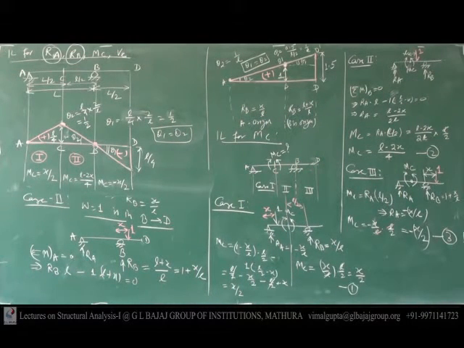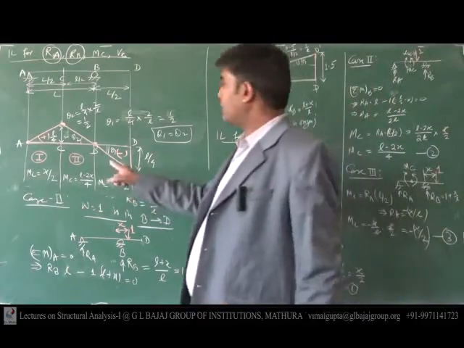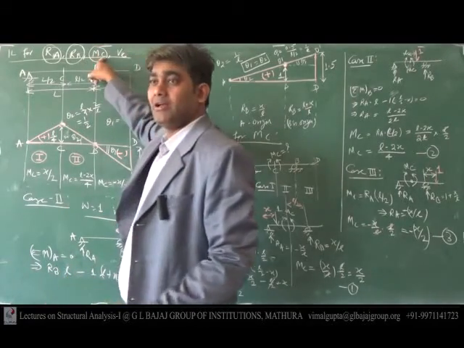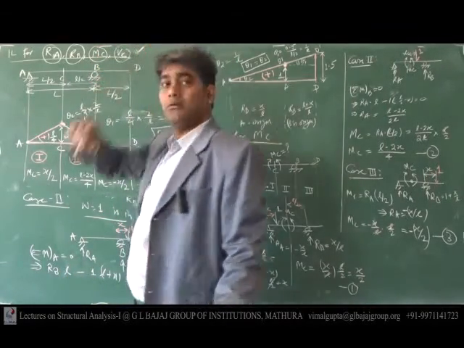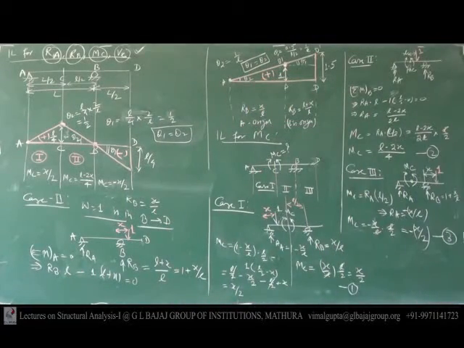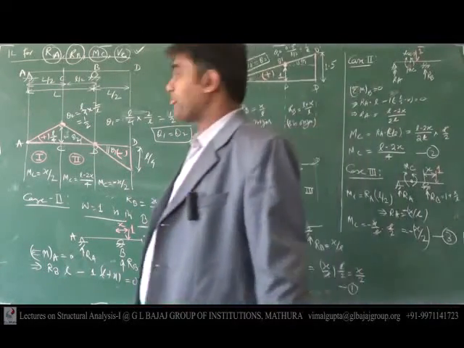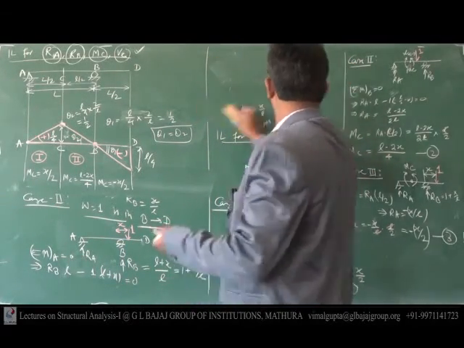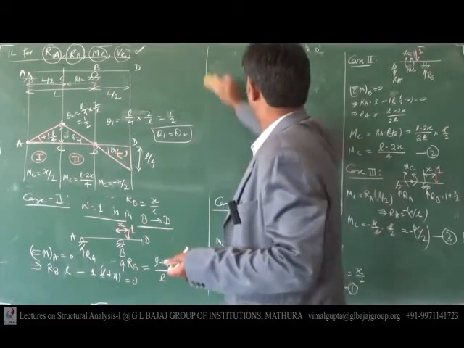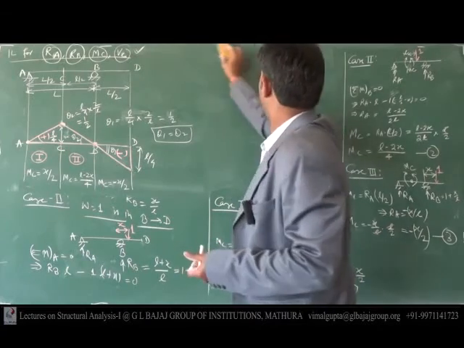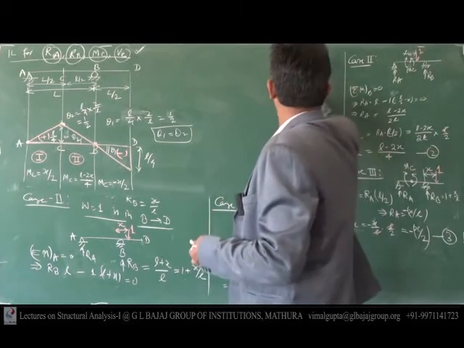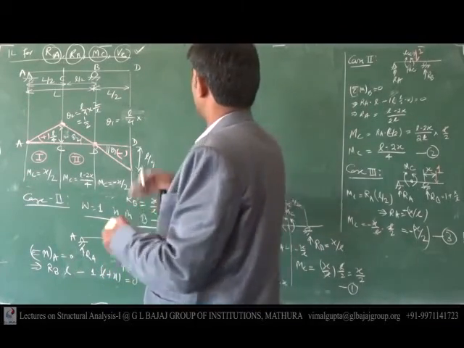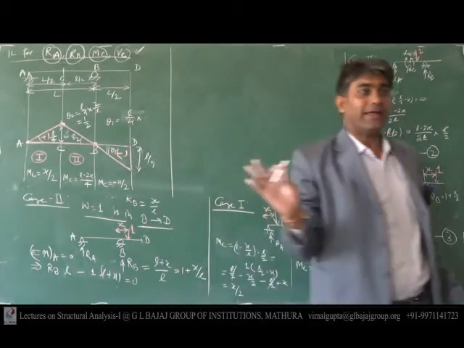Clear to everybody? Next, you also have to plot the IL for VC. That we did. This one we have to plot. Okay, we have to plot the IL for VC. So next is IL for... okay. Any doubt to anybody?